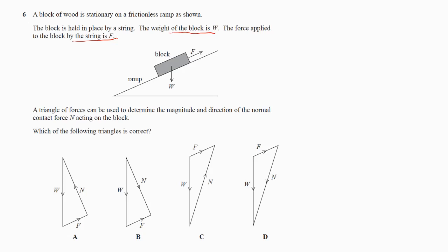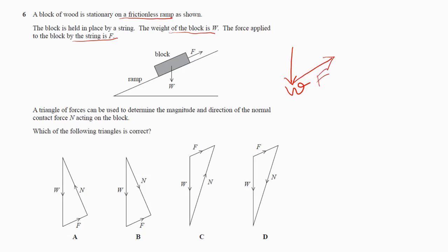Okay. Actually, we have to draw the free body diagram of the given conditions. Since it's a frictionless ramp, there are no frictional forces acting. So the weight of this block is always acting vertically downward. Then what about the force? That is the string force. The string force is always parallel to the inclined plane. Okay, so we can draw this force.